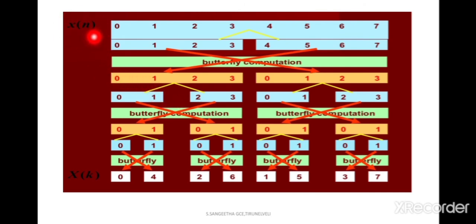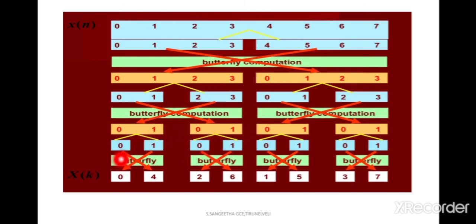So here x of n will be given. You have to calculate the capital X of k. So x of 0, x of 1, x of 2, x of 3, x of 4, x of 5, x of 6, x of 7 samples will be given. You have to write the 8 samples as 4-point samples, that is 0, 1, 2, 3, and next 4, 5, 6, 7. Next, by using butterfly structures, you compute into 2 samples. Next we divide the 4 samples into 2 samples. The 2 samples we can then calculate by using butterfly structures.